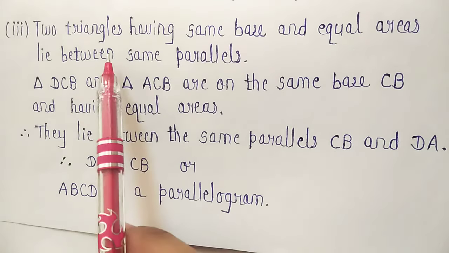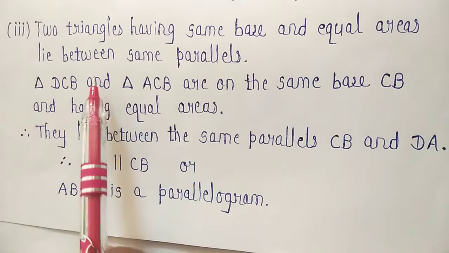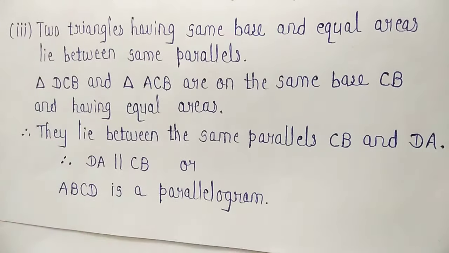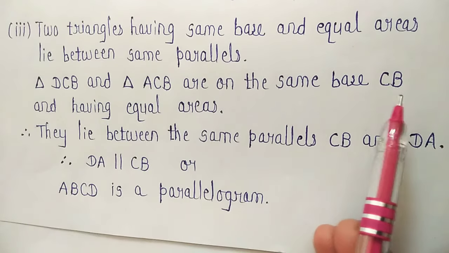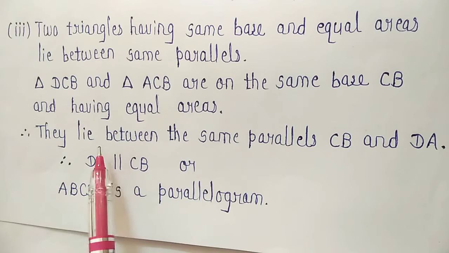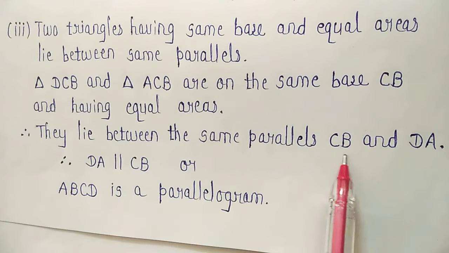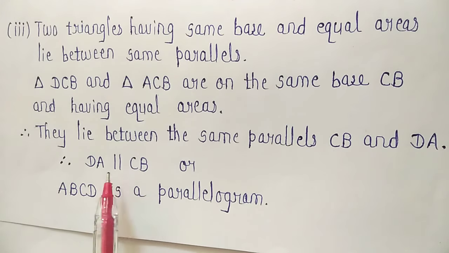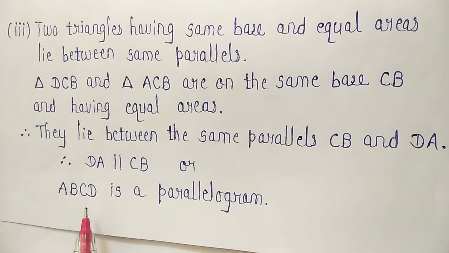Number 3, two triangles having the same base and equal areas lie between the same parallels. Here we have triangle DCB and triangle ACB on the same base CB and having equal areas. Therefore, according to the theorem, they lie between the same parallels CB and DA, which means DA parallel to CB. Now, if one pair of opposite sides is parallel, then it is a parallelogram. Therefore, DA parallel to CB, or we can say that ABCD is a parallelogram. Here we have completed question number 6.